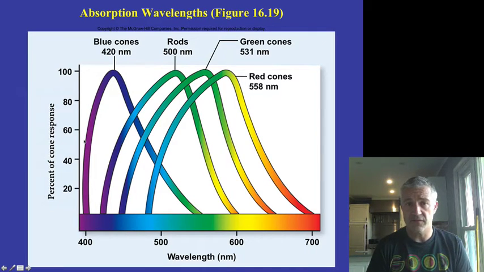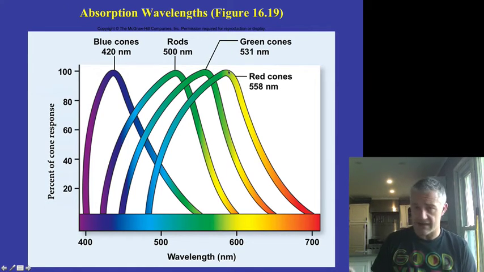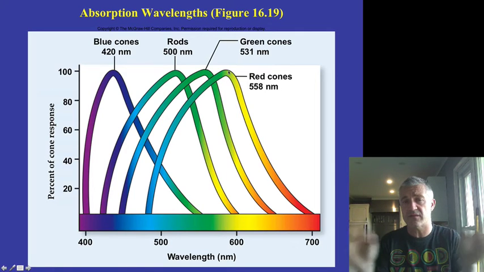And again, different spectra here. The rods are kind of in the middle of this one. This is their max absorption area at about 500 nanometers. You can see blue cones absorb light best at 420, green cones at 531, red cones at 558. Again, not that I'm going to ask you these numbers, but their absorption spectra are a little bit different.